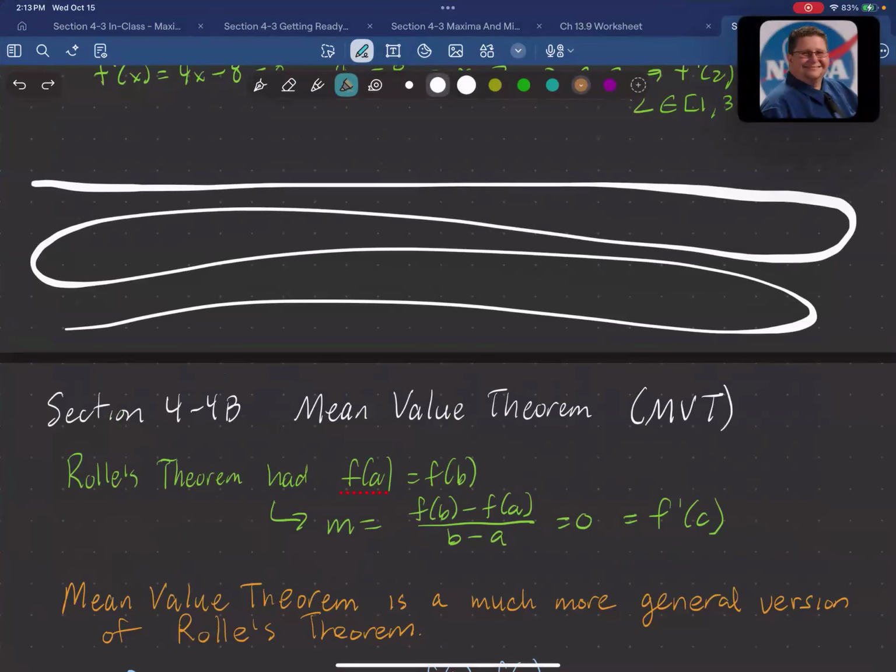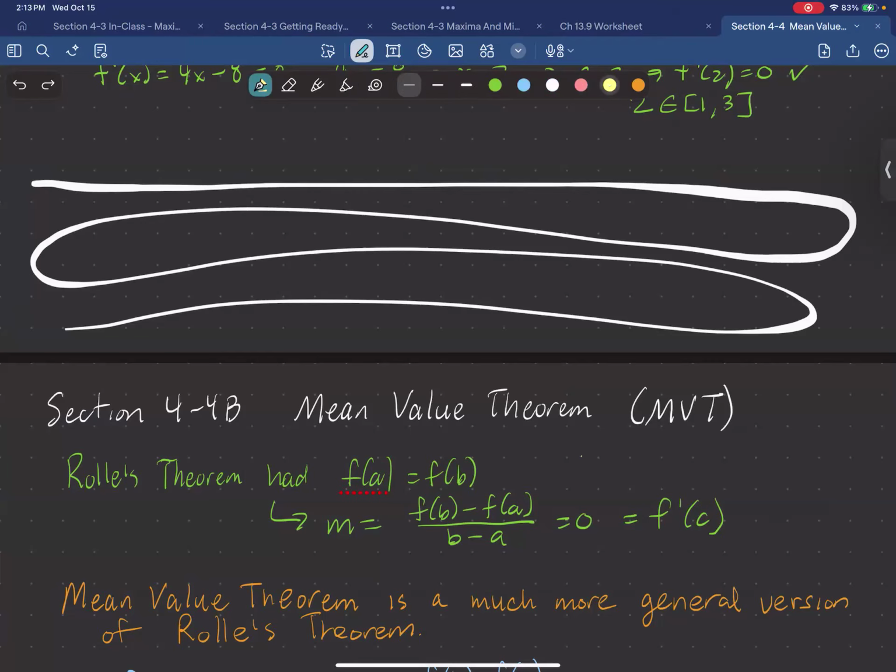All right, mean value theorem. Previously in Rolle's theorem, we had f of a equaled f of b, which meant the slope m equals y2 minus y1 over x2 minus x1, because these are the points a comma f of a and b comma f of b. We have f of b minus f of a over b minus a. That equals 0, and that equaled f prime of c.